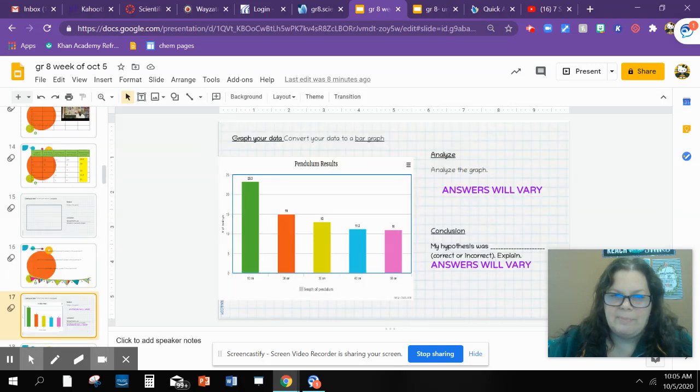Here's the graph that I came up with for my pendulum results. The number of swings depended on the length of the pendulum. It's very important which variable you put on which axis. Is it a dependent or independent variable? Analyzing the graph, your answers will vary. And then again, based on your hypothesis, your answer will vary there as well.